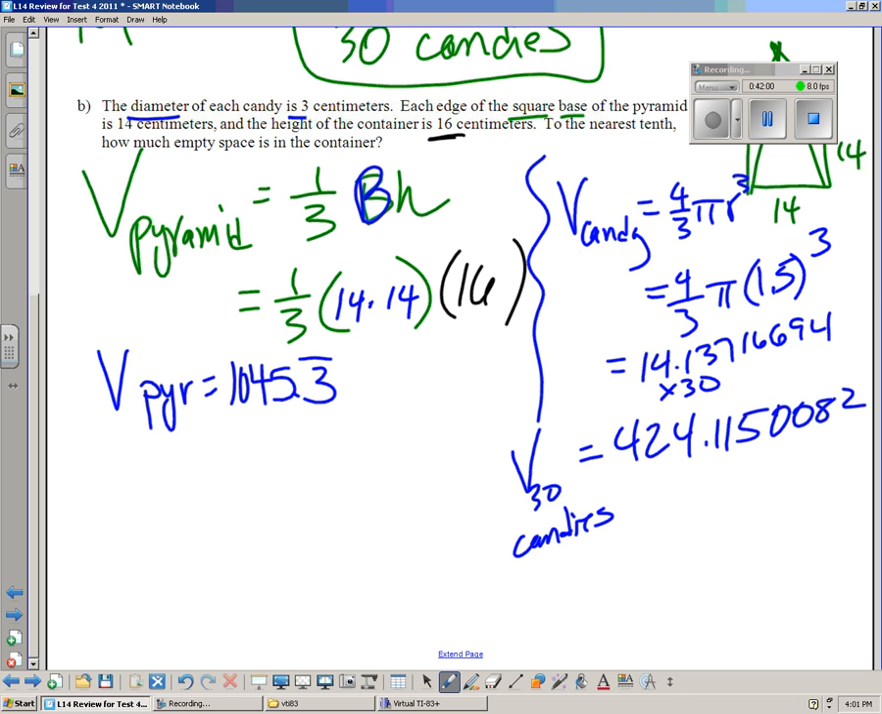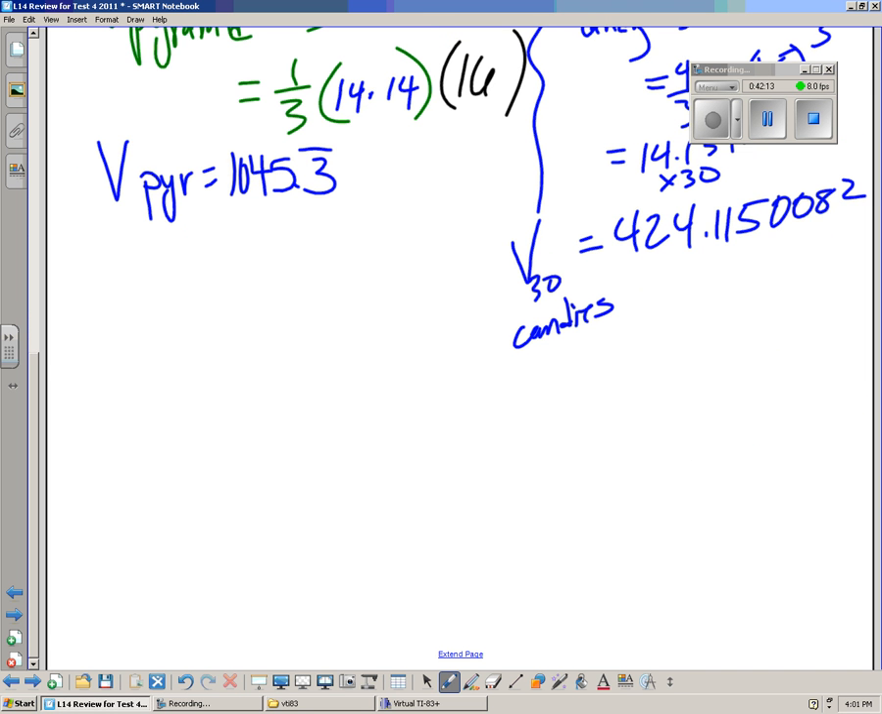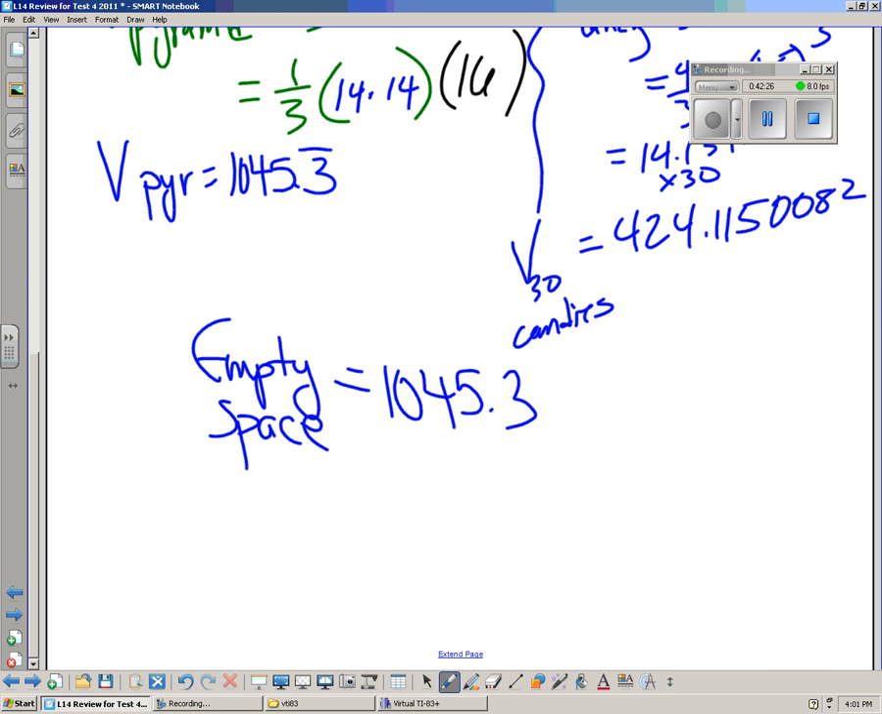So they only take up 424 cubic inches of space. The pyramid has all this space in it, so there's quite a bit of space actually left empty in this pyramid. That could be one reason why they try to sell it to you this way, because it looks like so much more than it is. So the empty space would be 1045.3 repeating minus 424.1150082.